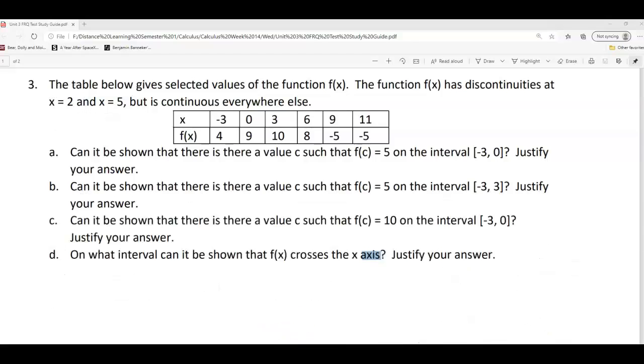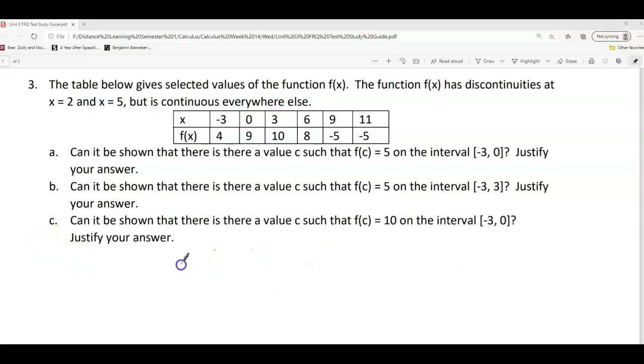All right, let's go ahead and take a look at part C. Can it be shown that there is a value c such that f of c equals 10 on the interval from -3 to 0? Well, I don't know. Let's see. So, well, here's my A, here's my B, here's my K.